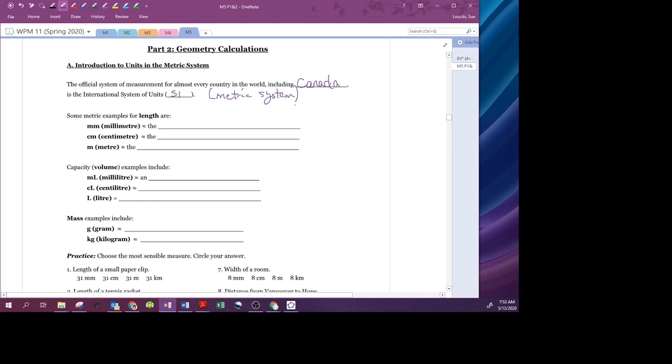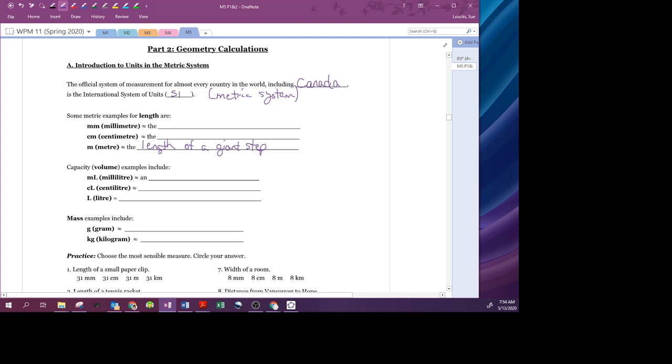The units for length: the base unit is the meter, and your notes say it's approximately the length of a pace or 2 steps, but that's actually longer than a meter. I would say a giant step. It's the length of a giant step. It's also interestingly about how high a doorknob is normally off the ground. That's a pretty standard height in most things.